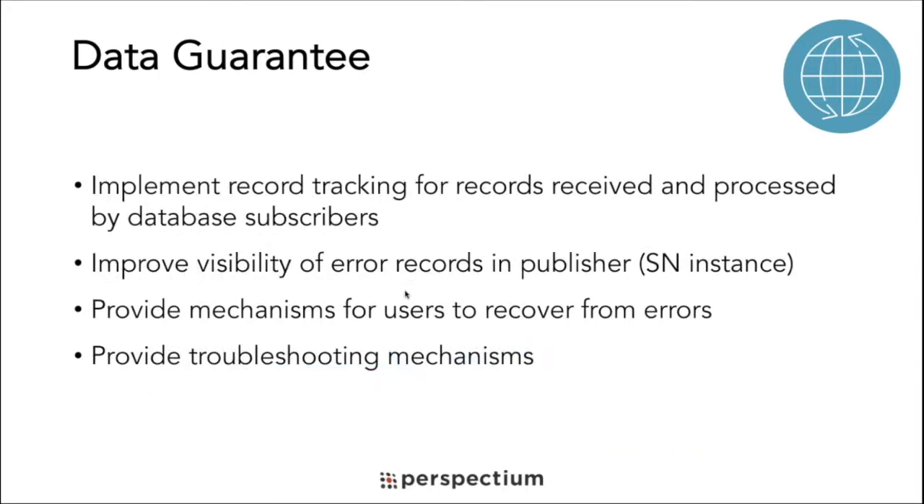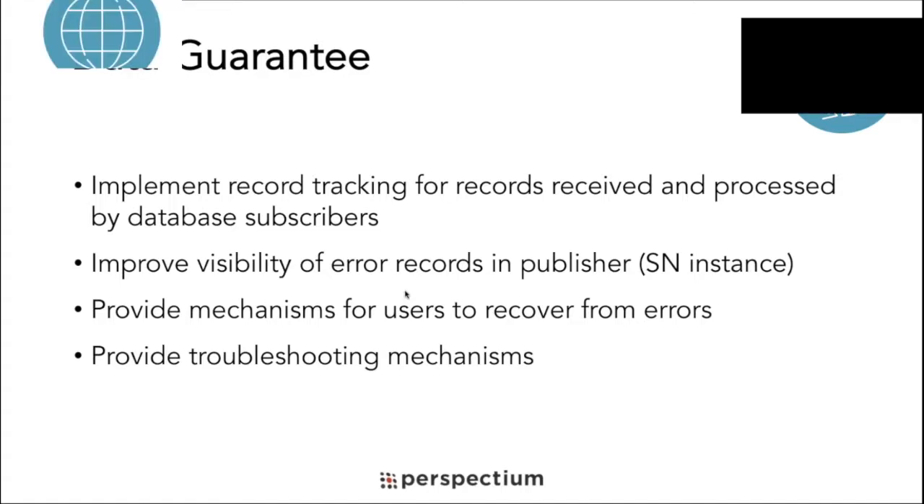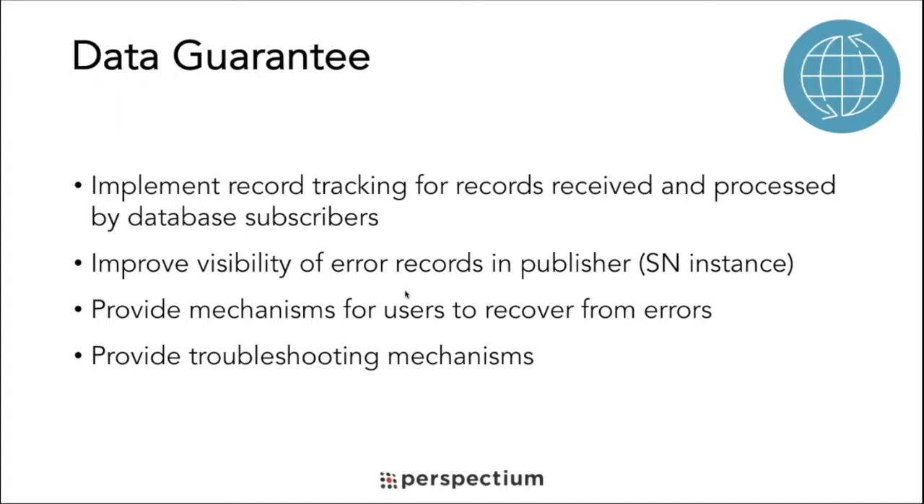Some of the key functionality that you'll see in Data Guarantee includes the implementation of record tracking for records received and processed by the subscriber. And so the database subscriber will actually share back acknowledgement of records received and processed. Secondly, we're going to improve the visibility of error records in the publishing ServiceNow instance. So the instance will periodically check to see if records shared have received or not received acknowledgement. And then for acknowledgements not received, as well as those returned as errors, we'll display those so that users can view and send email notification as well, just to make sure you see it.